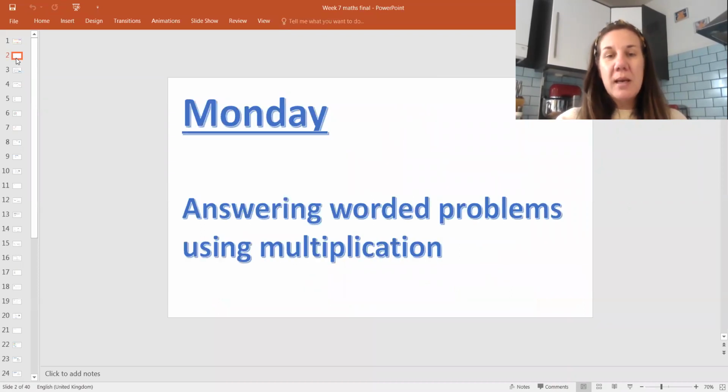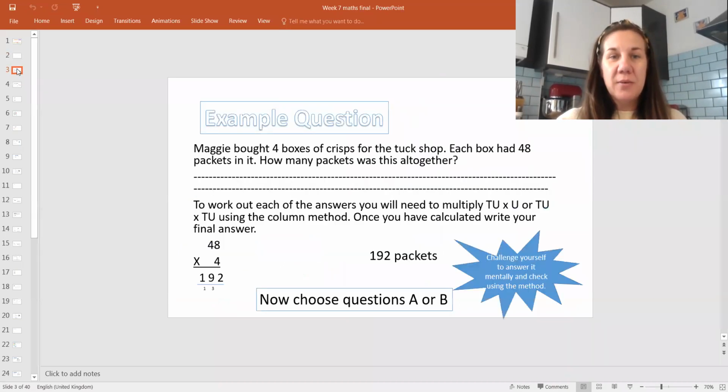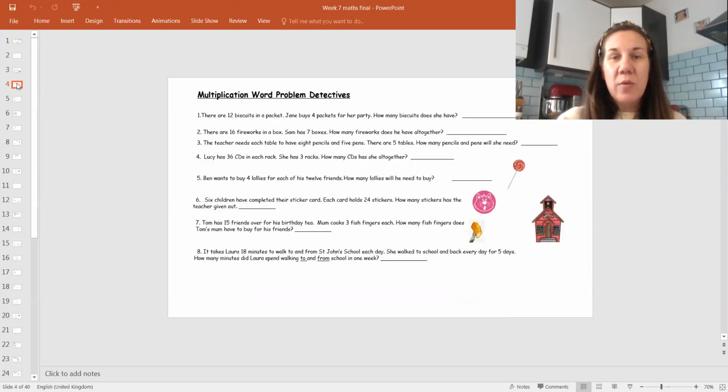So Monday you're going to be answering word problems using your multiplication skills. You'll have a question that requires you to multiply by tens and units times units, or tens and units times tens and units using the column method. Really important, again, that you read through the question, you look at what you're being asked to do, you calculate it, answer it and check it.